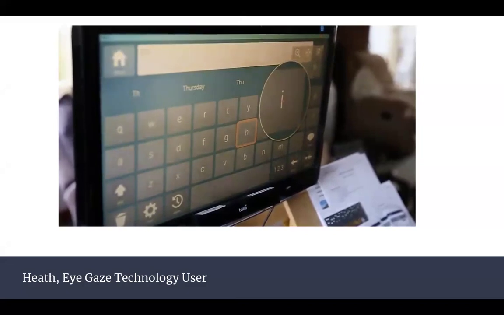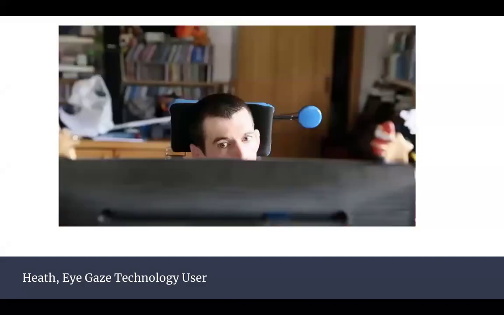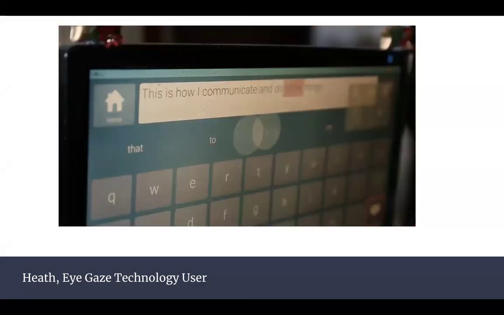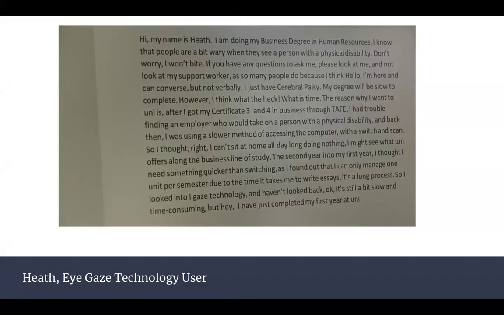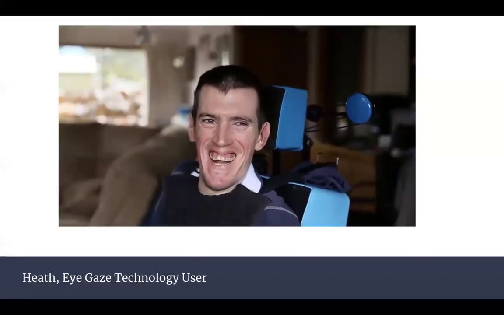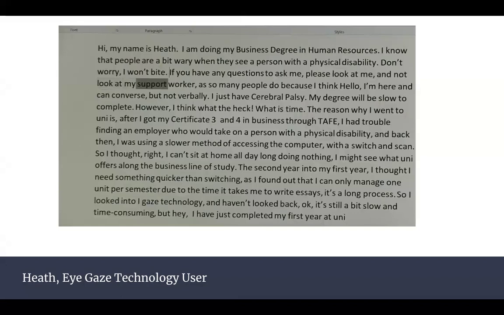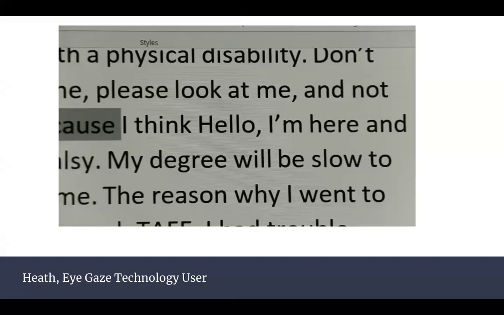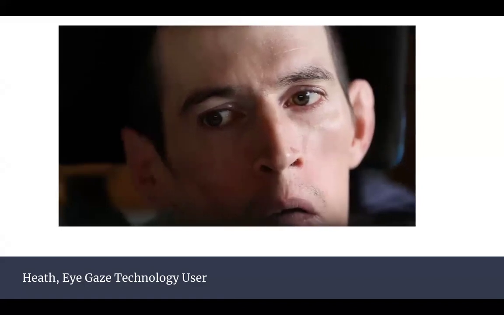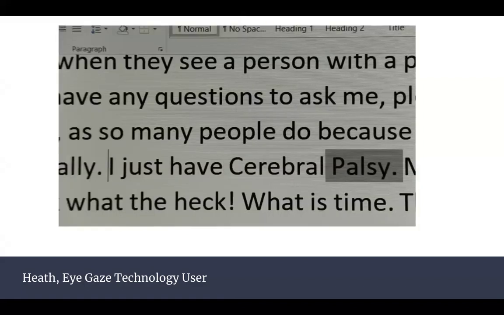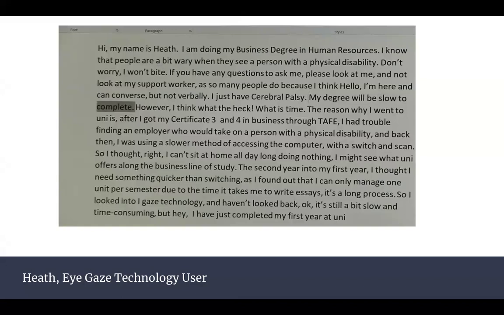See here, he's using his eye gaze to spell words using the keyboard on the screen. This is how I communicate and do other things. Hi, my name is Heath. I am doing my business degree in human resources. I know that people are a bit wary when they see a person with a physical disability. Don't worry, I won't bite. If you have any questions to ask me, please look at me and not at my support worker, as so many people do, because I think, hello, I'm here and can converse, but not verbally. I just have cerebral palsy. My degree will be slow to complete. However, I think, what the heck? What is time?